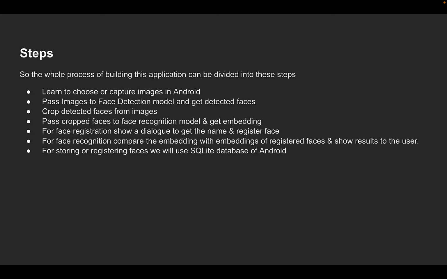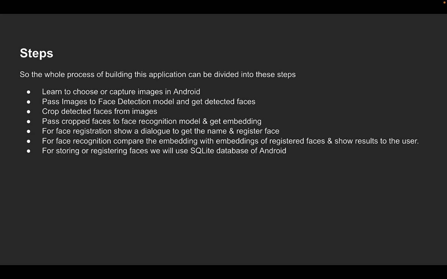So firstly, you will learn to choose or capture images in Android. And after that, we are going to pass those images to the face detection model and get the detected faces. And then we are going to crop those detected faces from the original images. And after that, we are going to pass those cropped faces to our face recognition models and get the embedding.